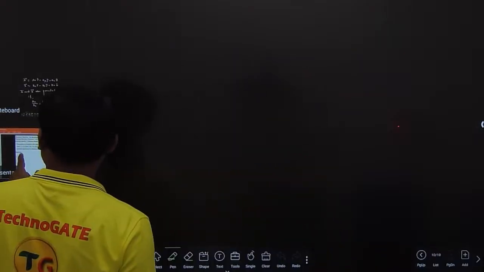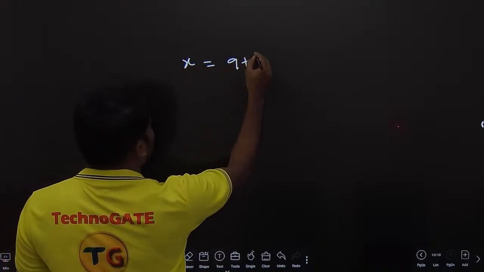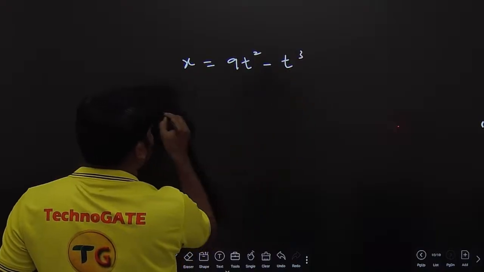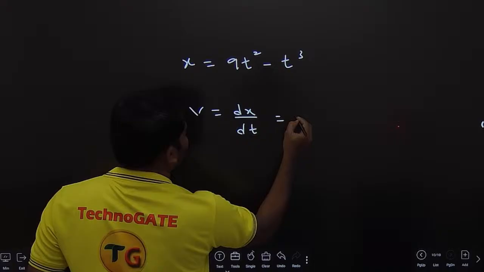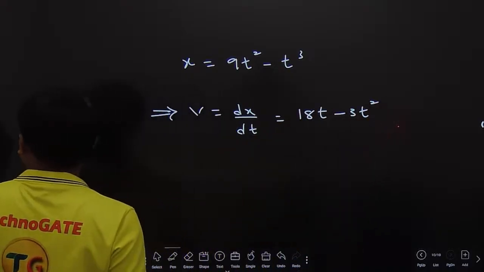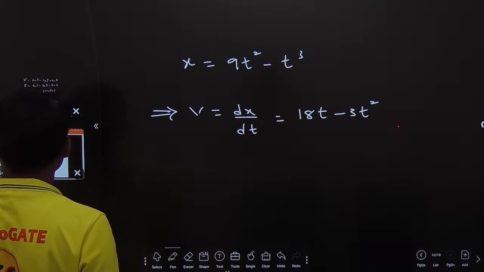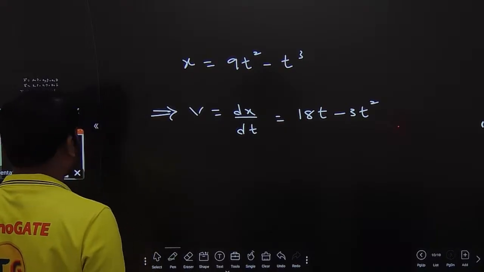So we have this position of x like this. x is equal to 9t square minus t cube. If you want to get velocity, it is nothing but dx by dt, which comes out to be 18t minus 3t square. Okay? So the position of the particle, x is equal to 9t square minus t cube, x is in meters, t is in seconds. The position of this particle when it achieves maximum speed is.